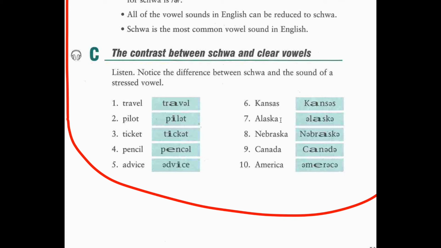Number seven, Alaska. Number eight, Nebraska. Number nine, Canada. And finally, number ten, America.